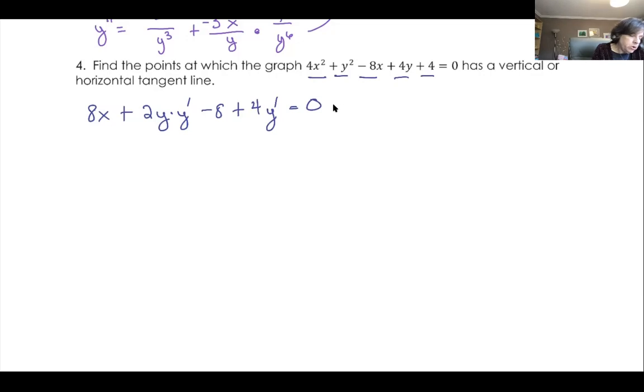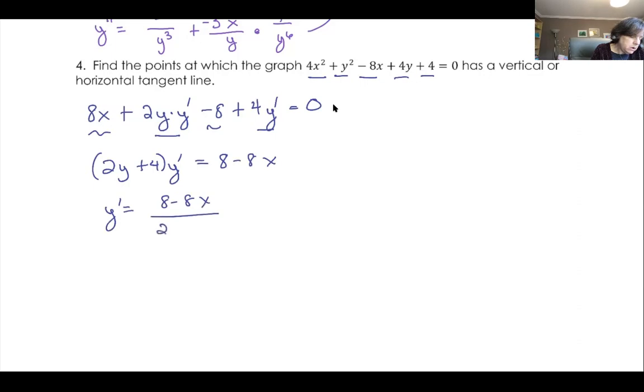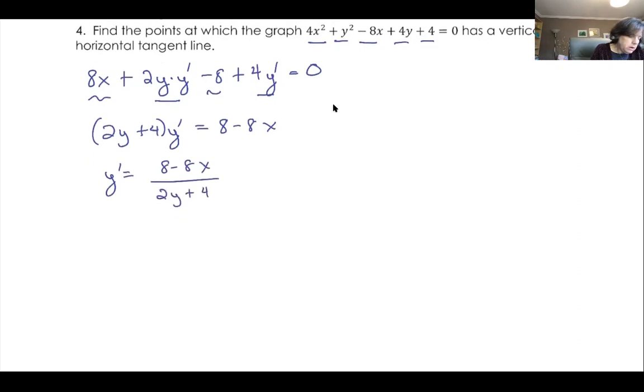So I want vertical and horizontal tangent lines. I think I should go ahead and solve for y prime. That's going to make this easier. So here are my two terms with a y prime: 2y plus 4 times y prime. And then here are my two terms that don't have y prime. I can take them to the other side, so 8 minus 8x. So y prime is 8 minus 8x over 2y plus 4. And I can divide everything by 2, so 4 minus 4x over y plus 2.